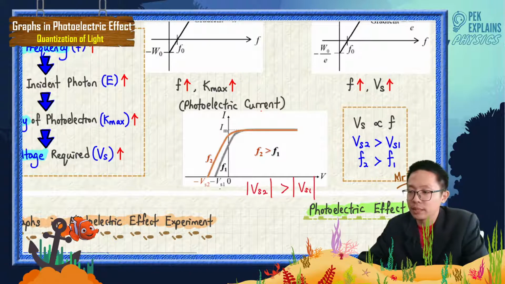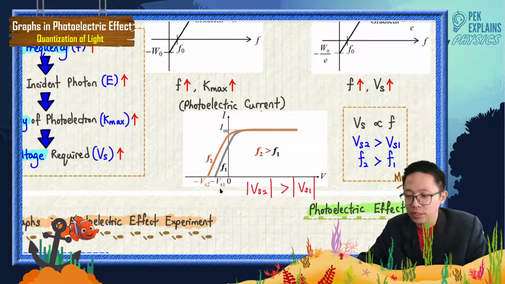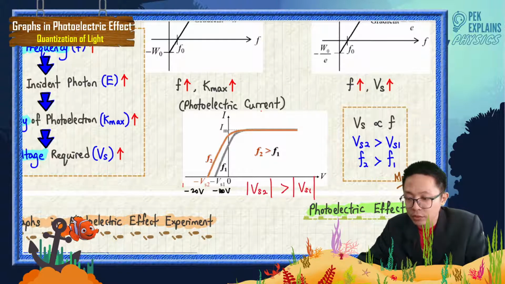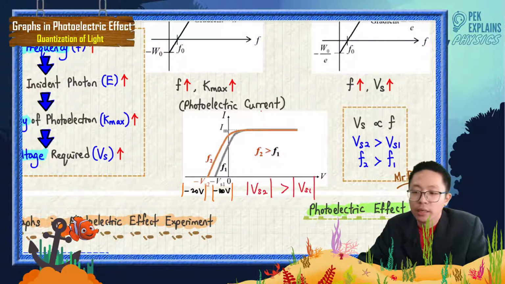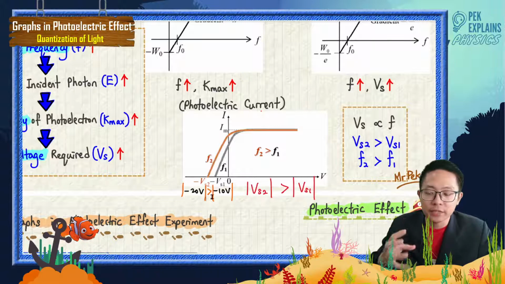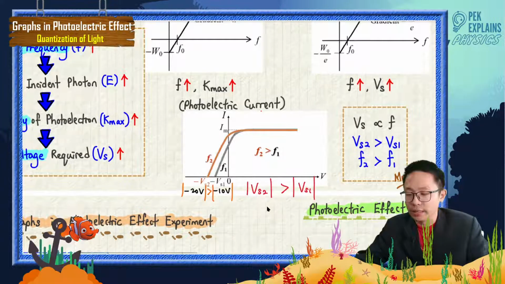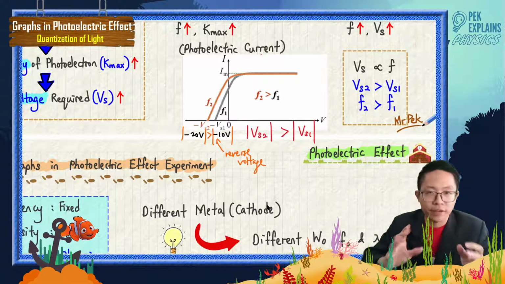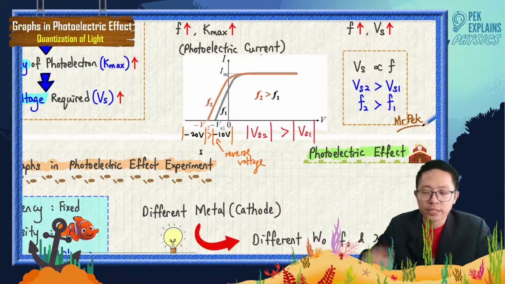So normally we can just give a value. Say Vs2 is negative 20 volt, and Vs1 is maybe negative 10. It's still in terms of the magnitude. The 20 volt is bigger than the 10 volt. The negative sign just means the reverse voltage. It does not affect the value. We are just talking about 20 volt and 10 volt. Just ignore the negative sign.